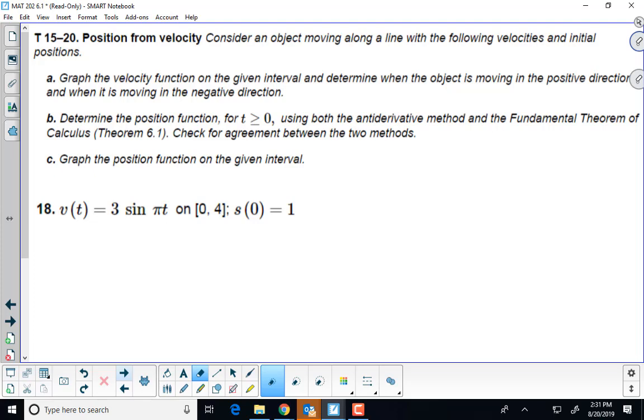Okay, so we'll do it both ways. There's going to be an antiderivative way, and there's going to be a future value way. Either one is totally fine. The antiderivative way probably will feel more familiar because you've seen it before. But ideally, you get comfortable with the future value method. So we'll do both. We've got this velocity function, and it asks us about when it's moving in the positive and negative direction. So let's graph that on the interval 0 to 4.